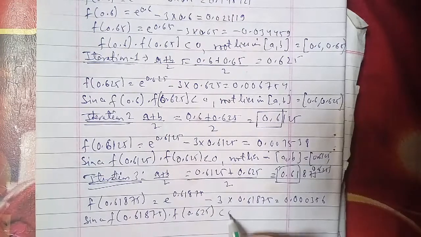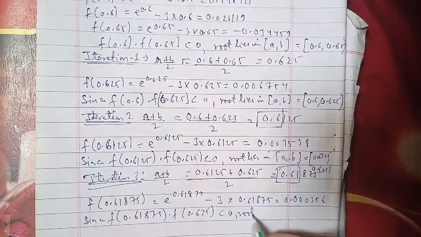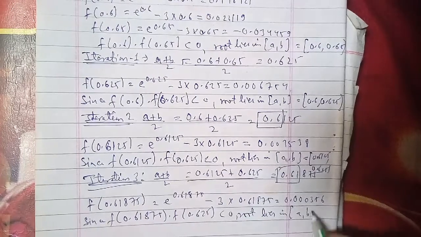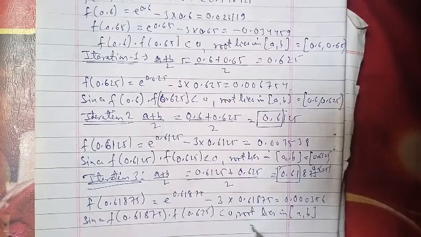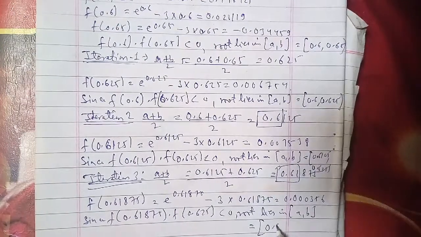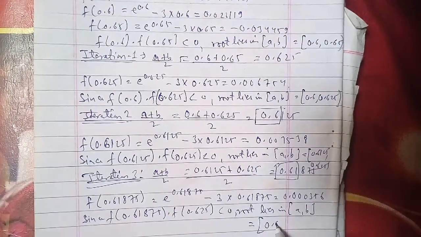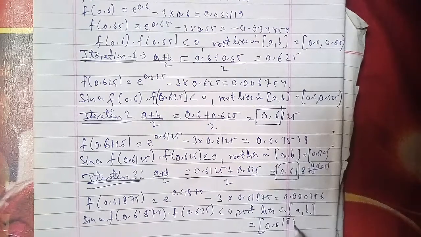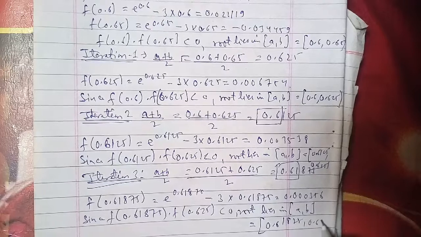(0.61875, 0.625). Now we talk about iteration 4 here. That is of course an important one as well, and we have to talk about it.